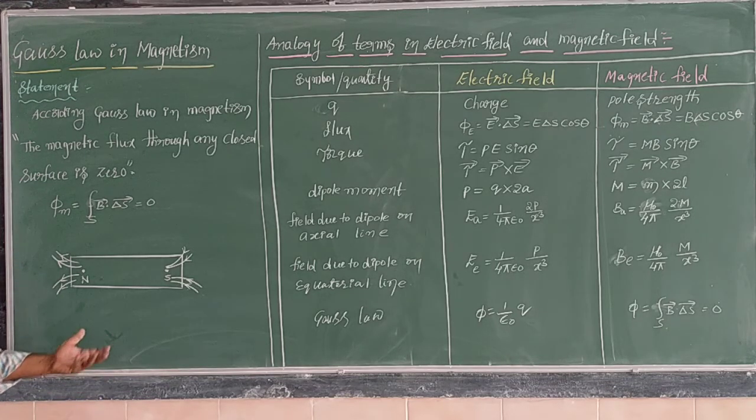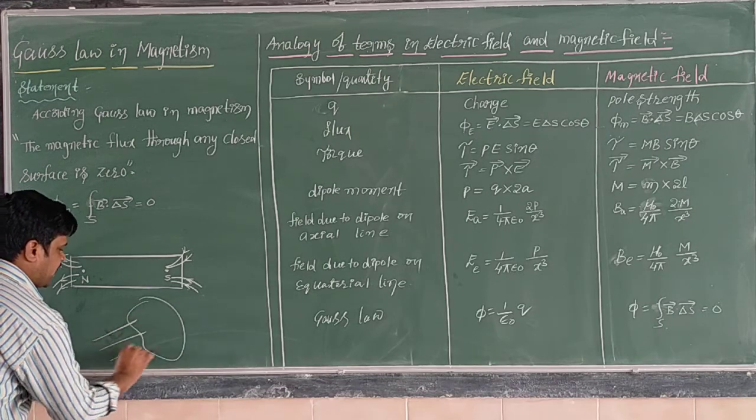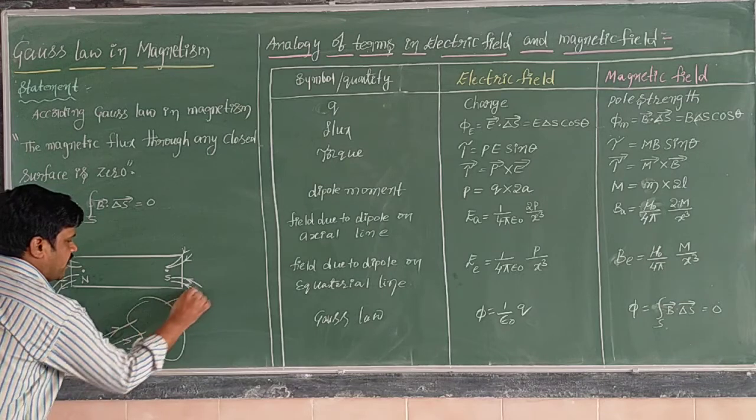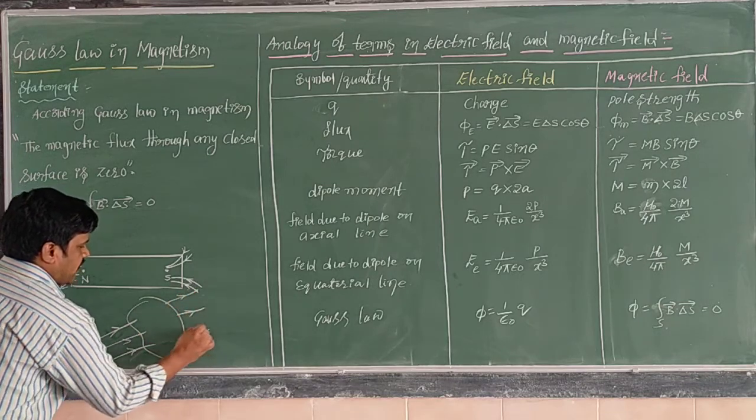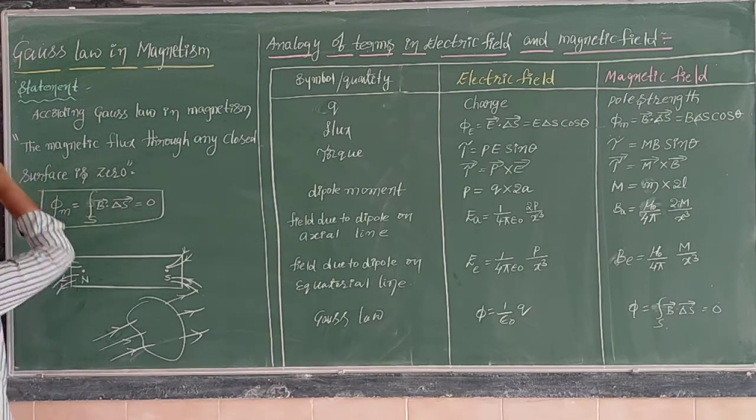In a similar way, within a closed surface, as many magnetic field lines as are entering are going out from this closed surface. Because of that, the flux through this closed surface is zero. So this is a very, very important relation. They may ask, state the Gauss law in magnetism. According to the Gauss law in magnetism, the magnetic flux through any closed surface is zero. If you write like this, then it is enough.